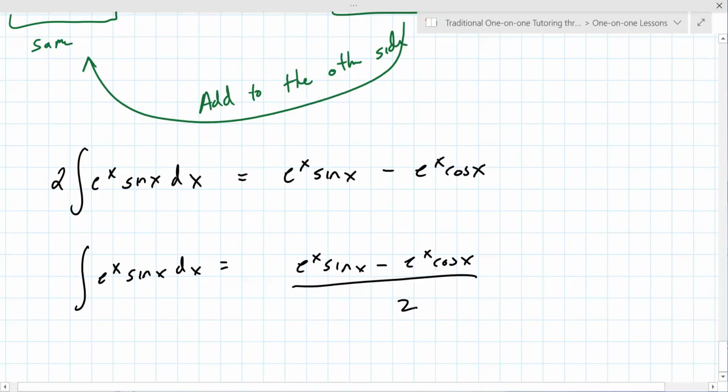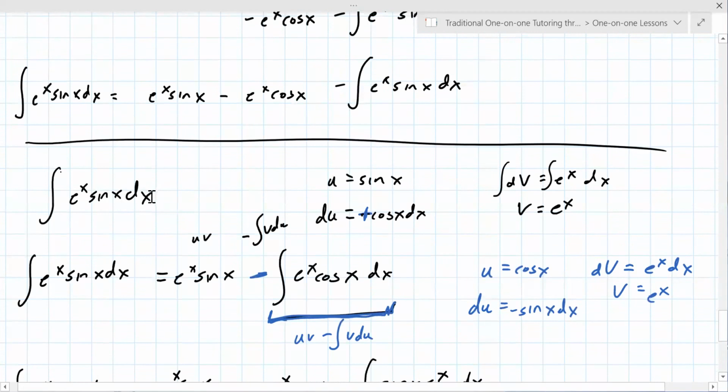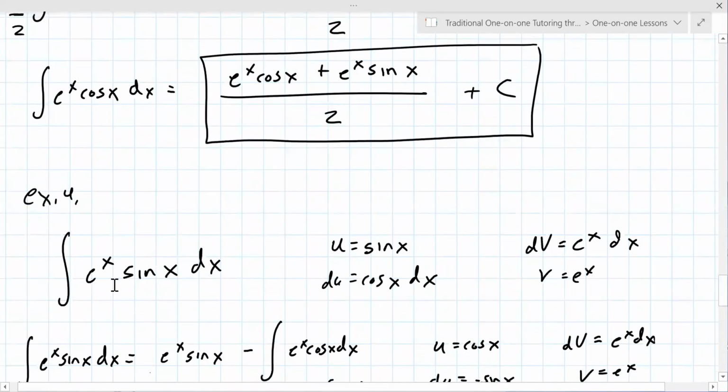That's it. You will get a problem like either this one, e to the x sine x, or e to the x cosine x on your exam. That's for sure. They always test this. So you have to really know these two types of problems.